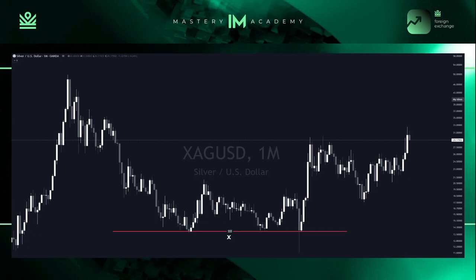So this right here is a really great example of how runs on liquidity can work. We get that initial price action followed up by the manipulation, and then we see an explosive movement in the opposite direction. Now let's take a look at another example.